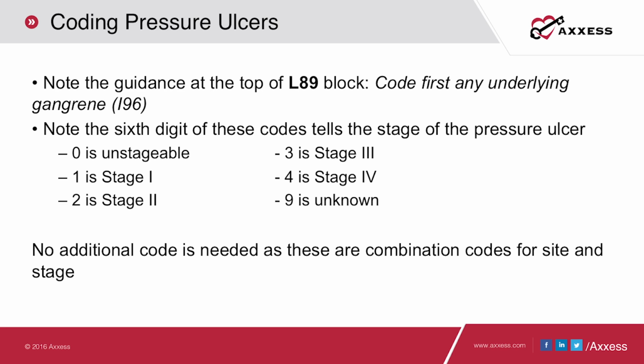Now, when on earth would you code unknown as the stage of a pressure ulcer? We have the ability as clinicians to assess, and we can use our assessment to say what stage this is. So when would we ever put unknown? The only time I can ever think of that would be if the patient, for example, had an unremovable dressing.